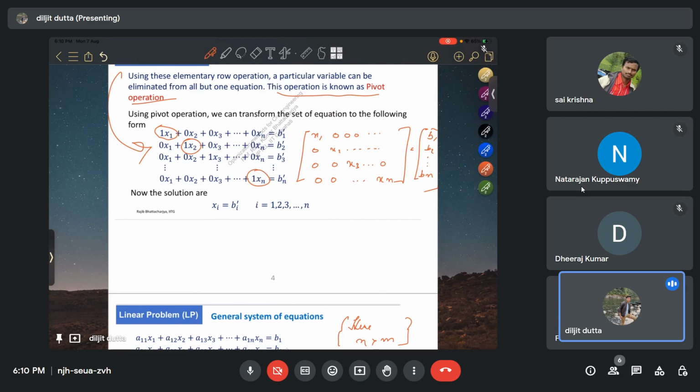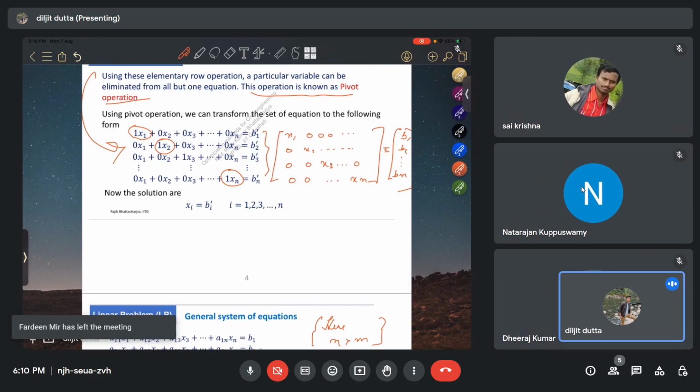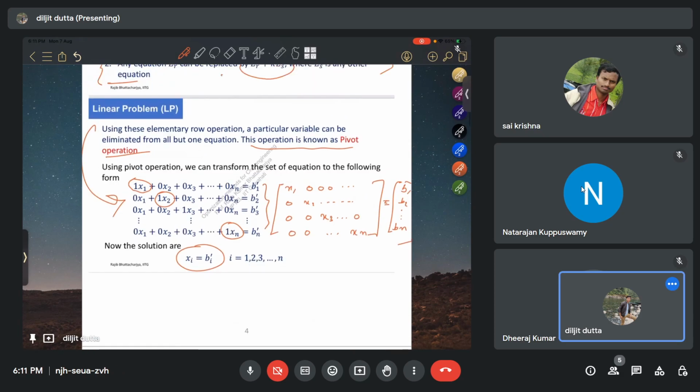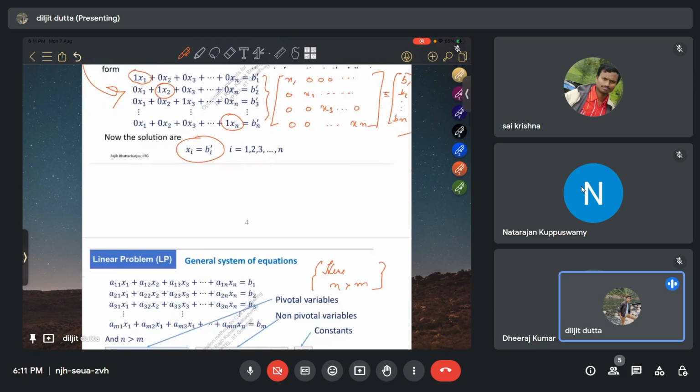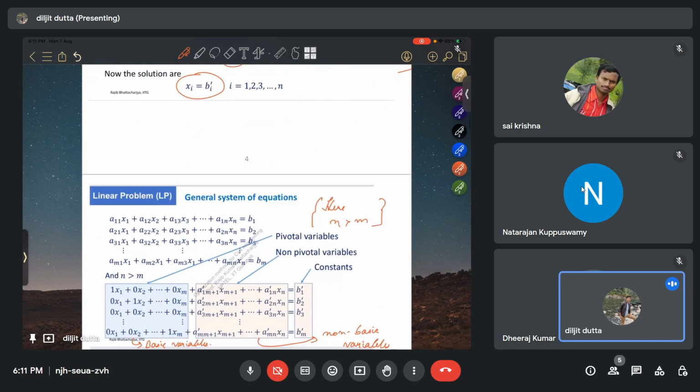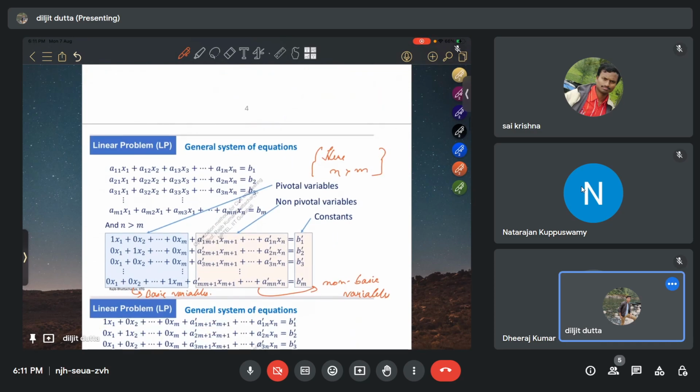If we write this in matrix form, it will be a diagonal matrix with all the other elements 0 and only the diagonal elements. So this diagonal matrix times x is equal to the right hand side, that is b1 dash, b2 dash, and so on. So we can directly get the values of each of the variables. The solution for these equations is x1 equal to b1, x2 equal to b2, and like that up to xn equal to bn. So we are simply doing this pivot operation to make our work easy and get our solution in a less complicated way.